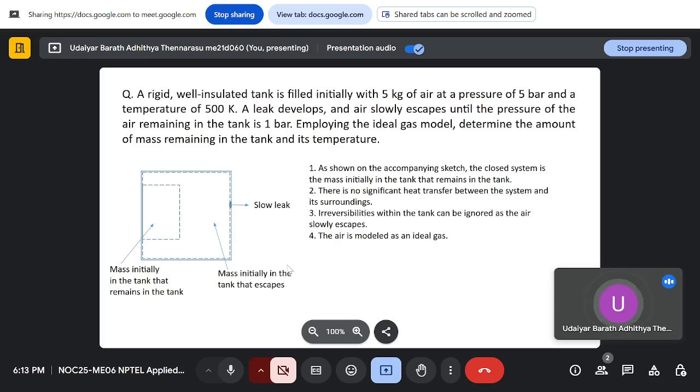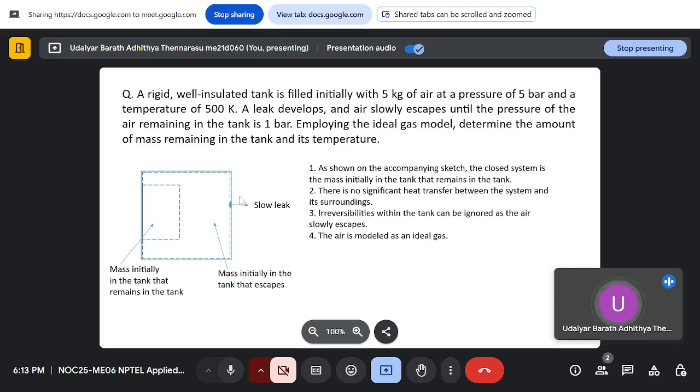So next, we have a rigid, well insulated tank filled initially with 5 kg of air at a pressure of 5 bar and a temperature of 500 Kelvin. A leak develops and air slowly escapes until the pressure of the air remaining in the tank is 1 bar. Employing the ideal gas model, determine the amount of mass remaining in the tank and its temperature.